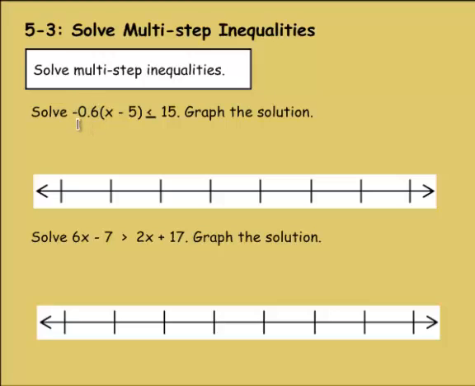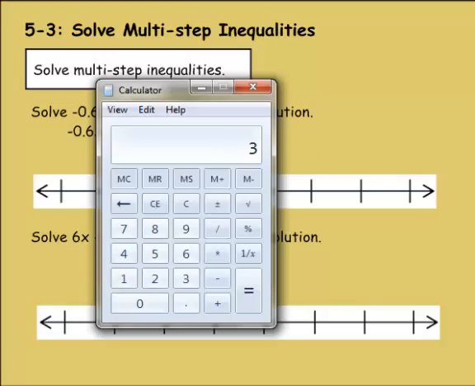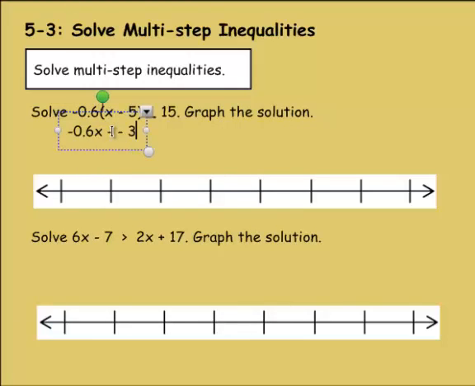We can do distributive property with this negative 0.6 times the x and then times the 5. So we have negative 0.6 times x, which would turn into negative 0.6x, minus, then negative 0.6 times 5 would give us negative 3. So minus negative 3, which would just be plus 3 then, is less than or equal to 15. So now this turned into a two-step inequality. So we could subtract 3 from both sides to get rid of that. So we have negative 0.6x is less than or equal to, and 15 minus 3, which is 12.